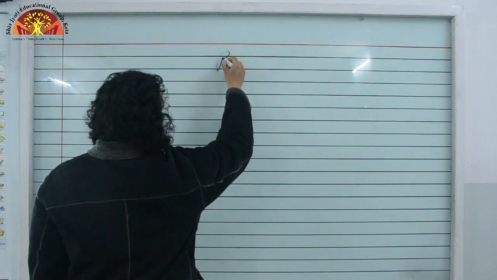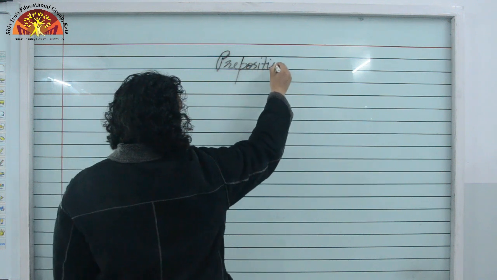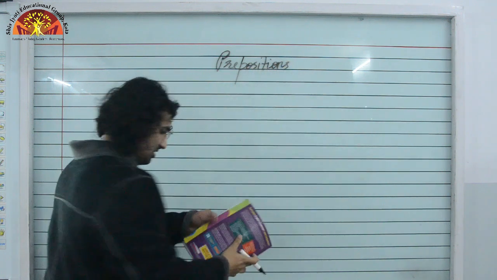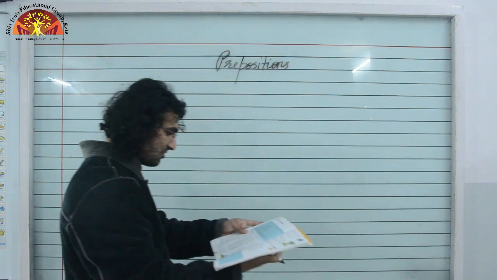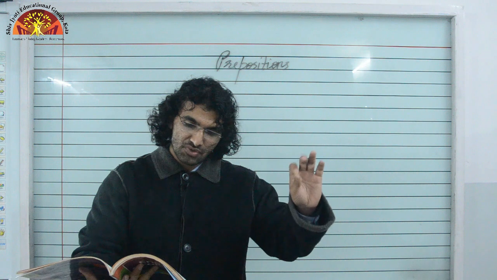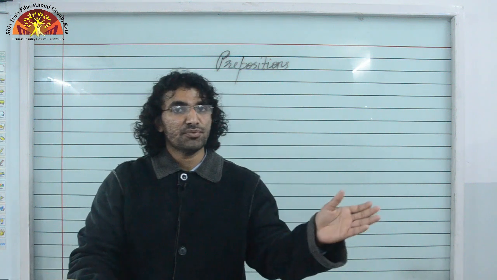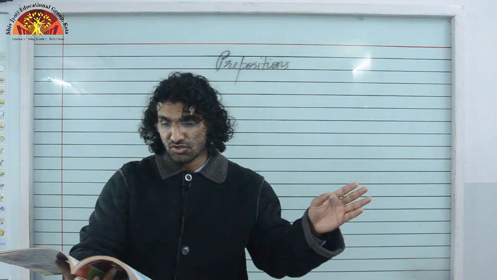Now we will talk about prepositions. Our next chapter, prepositions. Chapter number 20, page number 90. So a preposition is a word or group of words that links a noun or pronoun and other words in a sentence, or two other words in a sentence. It is working as a link between noun and pronoun and other words in a sentence.